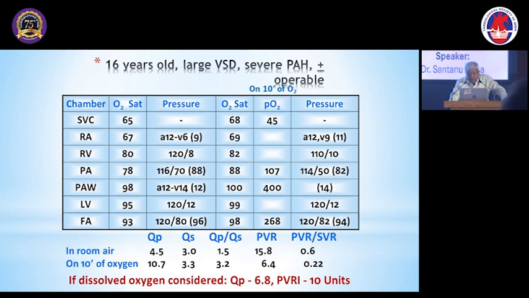See, what is the... So there is LV giving rise to pulmonary artery. LV pressure is 42. RV is giving rise to aorta. RV pressure is 95. So, intact interventricular septum.